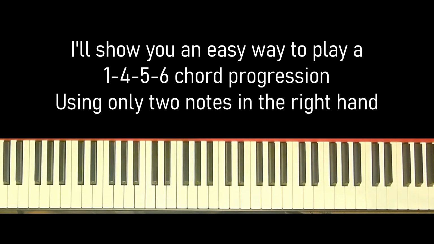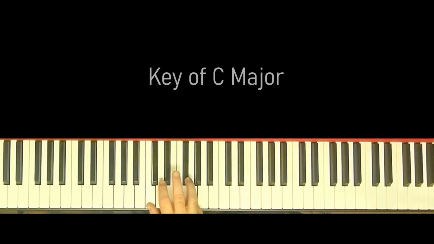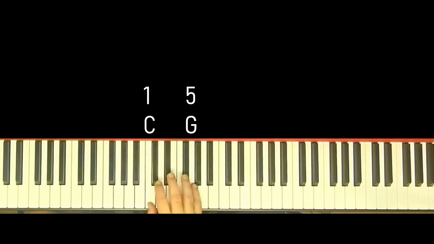I'm going to show you an easy way to play a 1, 4, 5, 6 chord progression using just 2 notes in your right hand. So we'll use the key of C major for this initial example because C is simple. There are no sharps, no flats. For a beginner, this is easy because we're talking all white keys. So let's play the first scale degree and the 5th scale degree. And of course, this translates to any key. But so we have C and G.